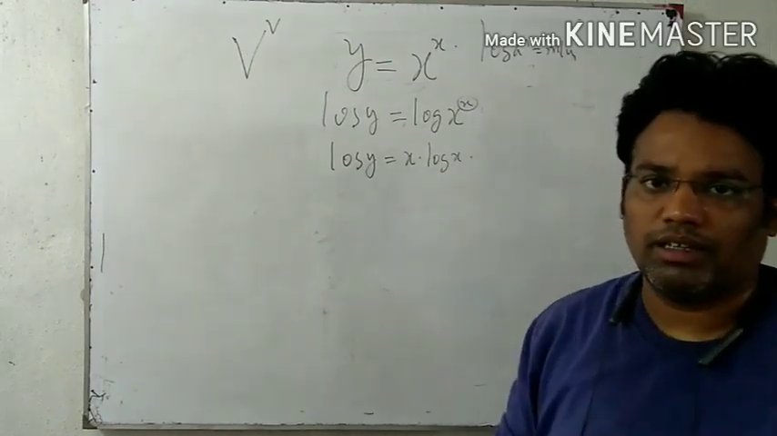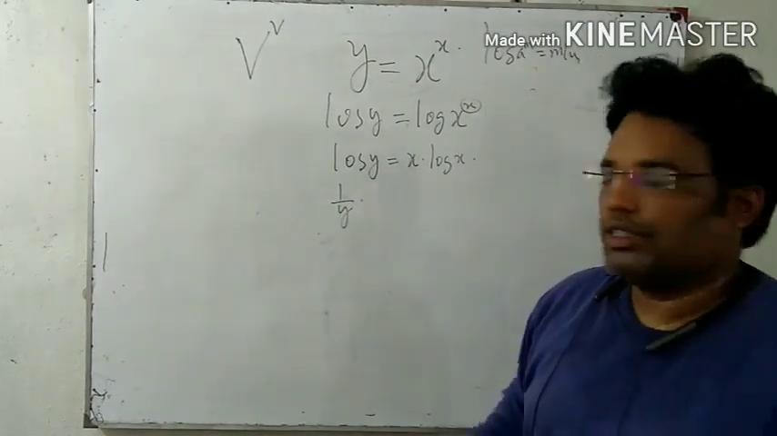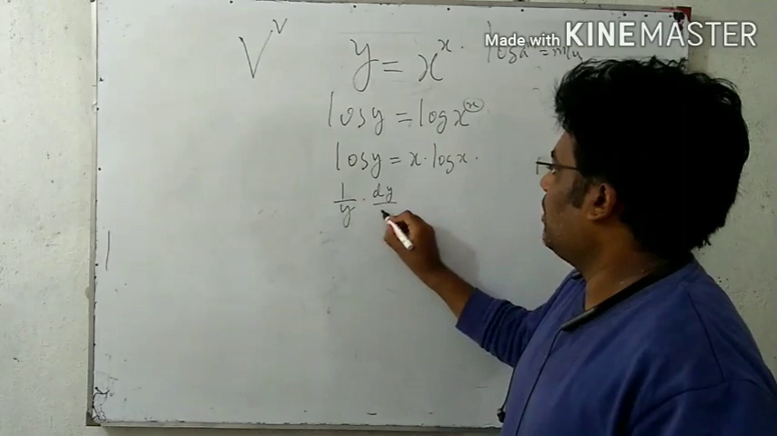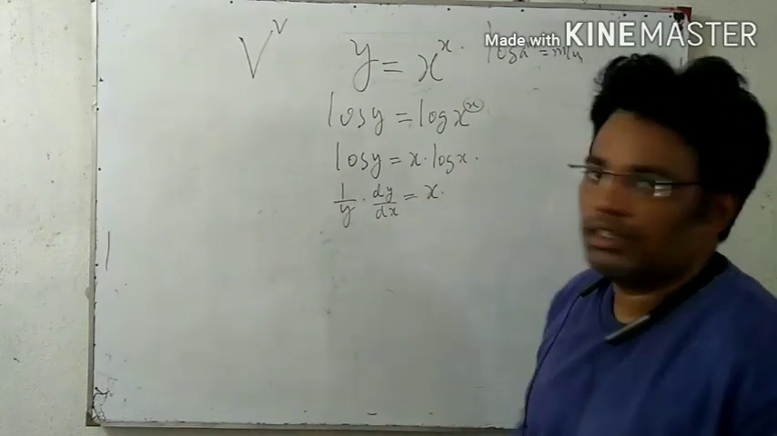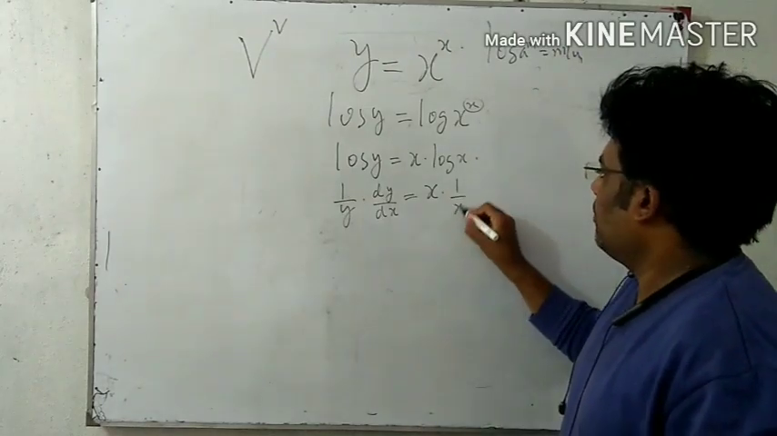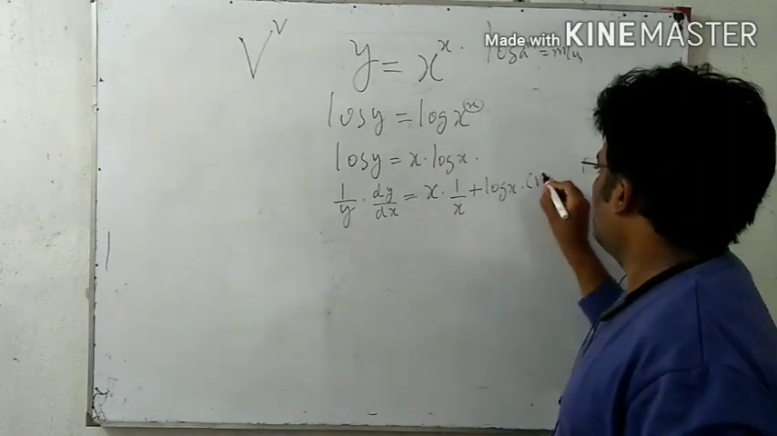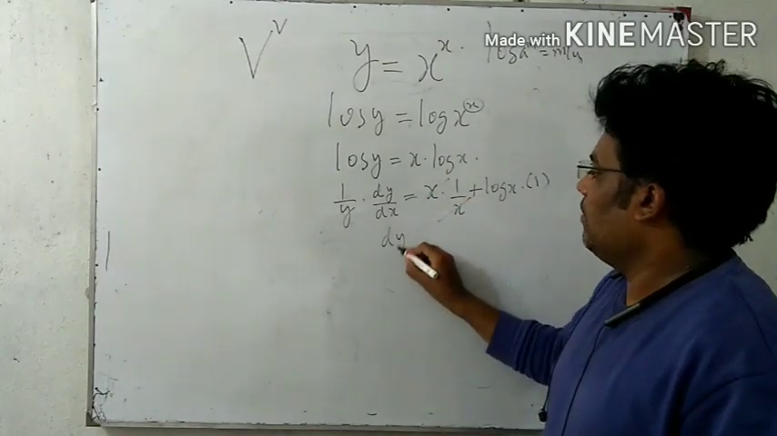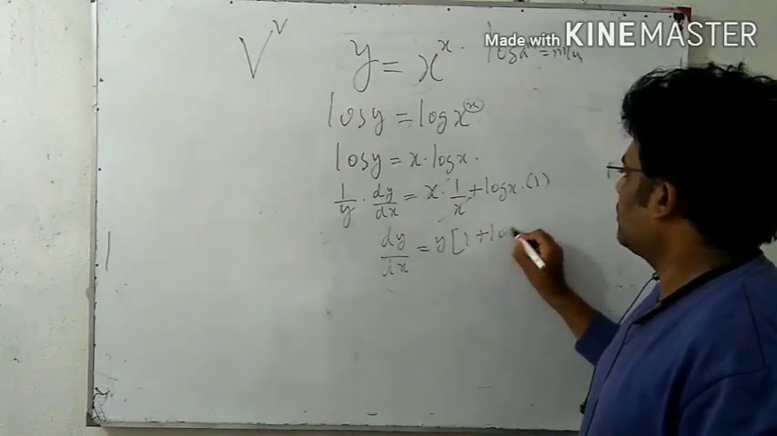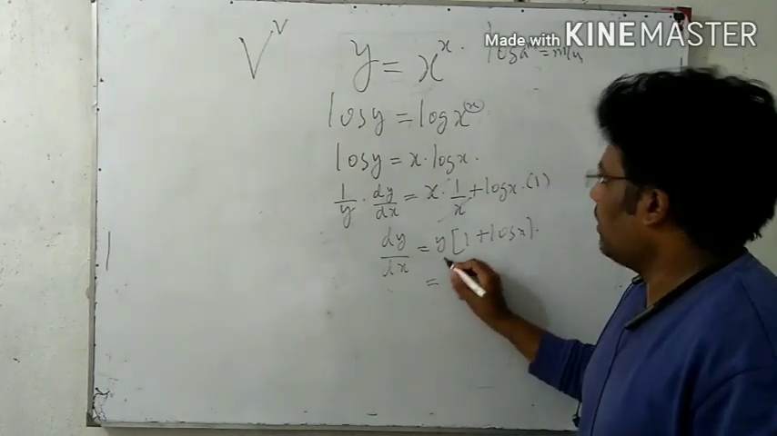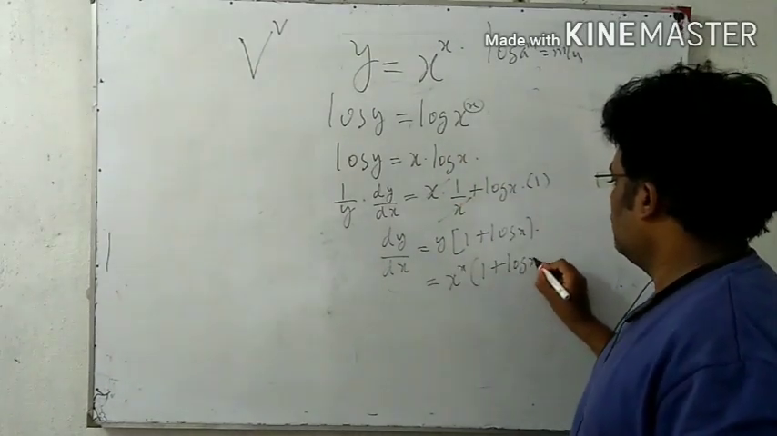Okay, now simplification is done. Log y differentiation 1 by y. Differentiation of y with respect to x, dy by dx equal to, this is u into v dash. Differentiation of log x is 1 by x, plus log x into differentiation of x is 1. Dividing and cancelling, dy by dx becomes y into 1 plus log x. And what is y there? y is nothing but x power x into 1 plus log x. That's it.